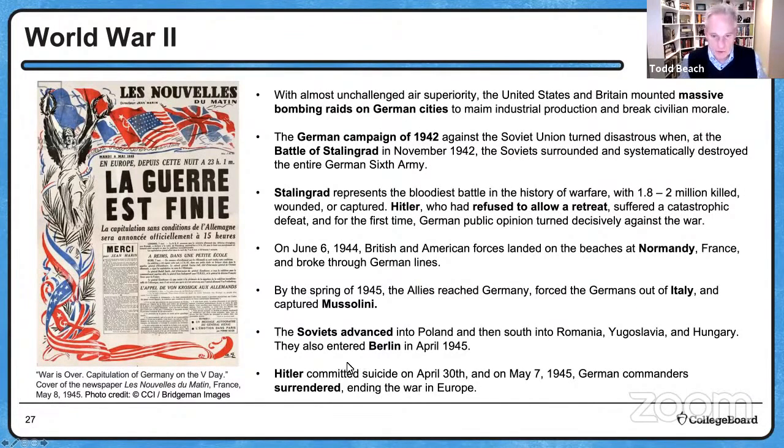Hitler then is in Berlin and commits suicide on April 30th, 1945. And then on May 7th, the German commanders will surrender, and that is VE Day, Victory in Europe Day, ending the war in Europe.